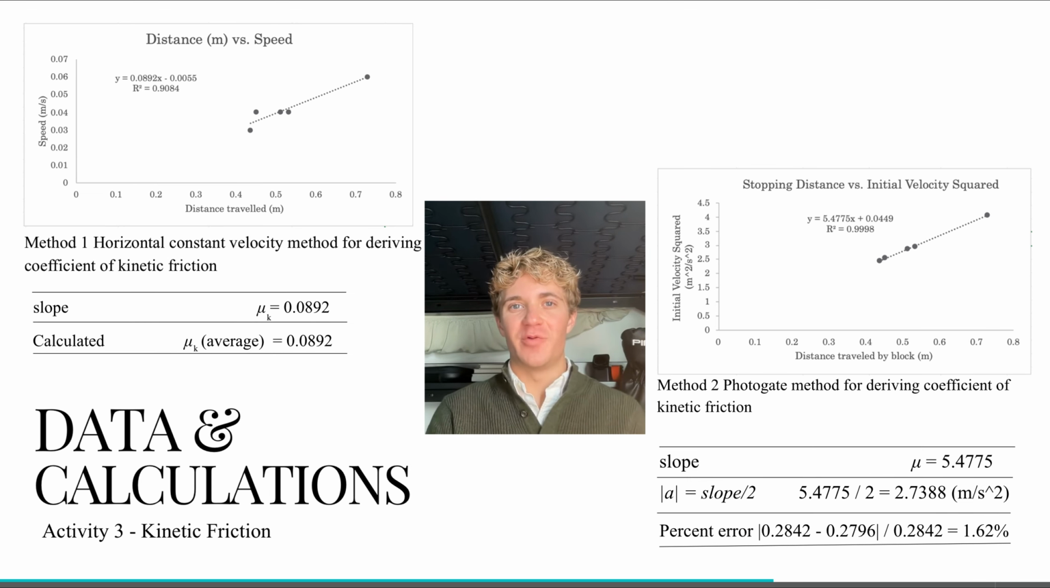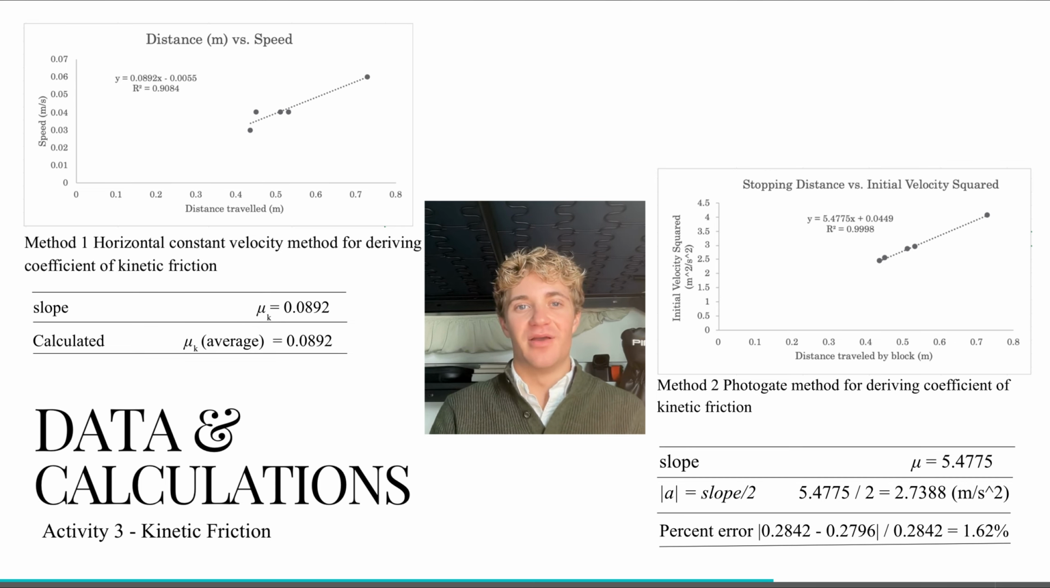For activity 3, we measured the coefficient of kinetic friction, mu sub k, using two different methods based on Newton's second law. In the first method, a block was pulled at a constant speed on a horizontal surface, so the net force was 0 and the pulling force was equal to the kinetic friction force. For multiple trials, we calculated an average coefficient of kinetic friction of 0.284.